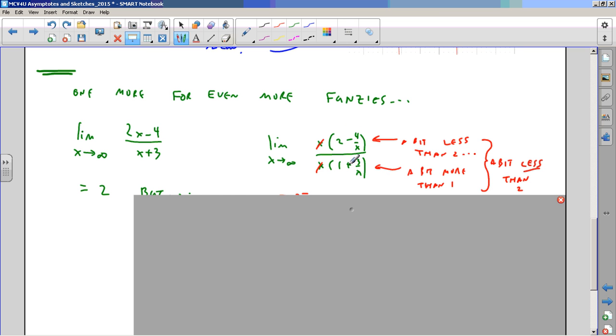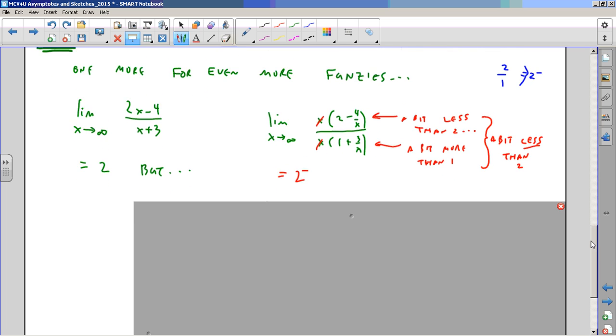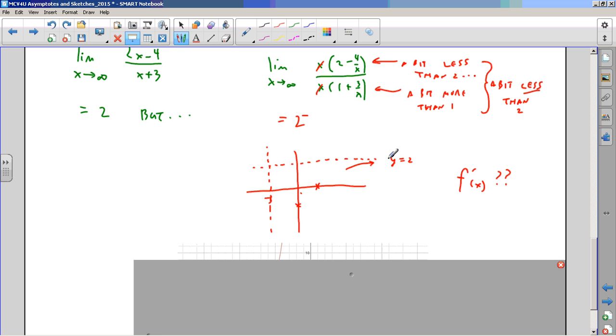So this is a little bit less than 2, right? 1.9999, whatever. And this number, because it's 1 plus 3 over a positive infinity number, this is 1 plus a little bit. This is a little bit more than 1. So if I have a number that's a little bit less than 2 divided by a number that's a little bit more than 1, that answer is going to be a little bit less than 2, right? Because 2 over 1 is 2, but if this is a little bit smaller and this is a little bit bigger, it's going to be a little bit less than 2, isn't it? So therefore, this function is going to approach its horizontal asymptote from below. That's that analysis. And there it is, this function.